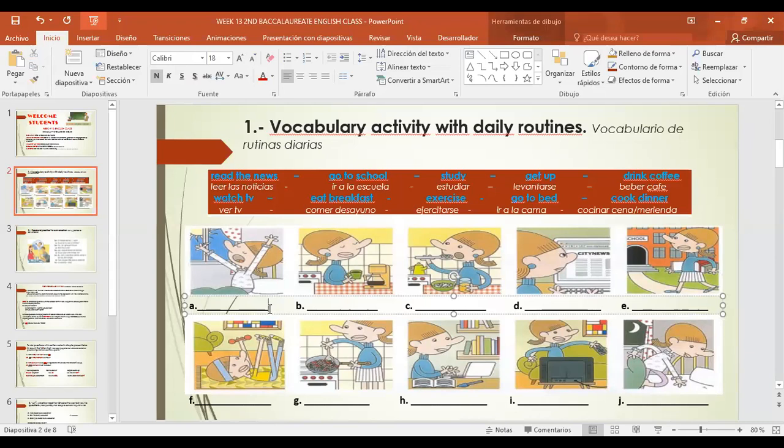That's right. Get up is correct. Yuhu. Get up is the correct.